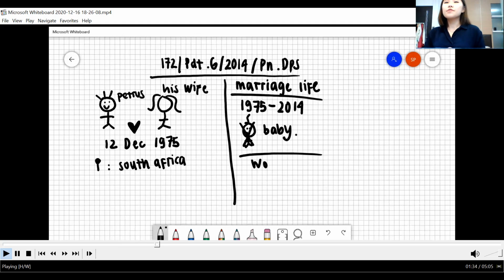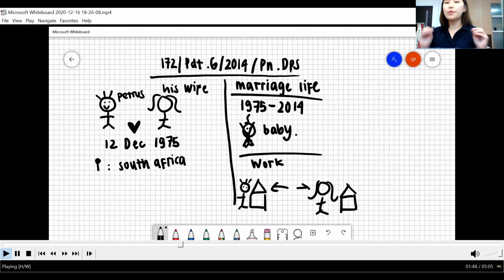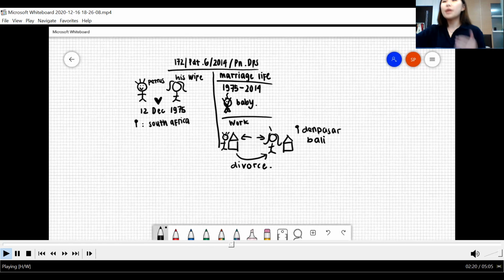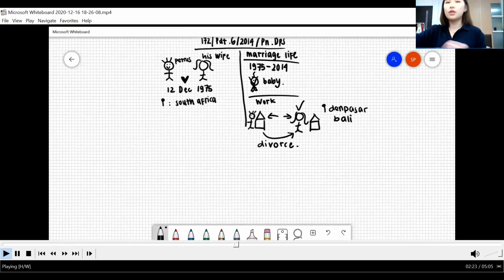As for their work, they lived separately because of their work, as they work in the hospitality sector, which allowed them to live and travel separately. For over 10 years they lived separately. That's why Petrus decided to divorce his wife, and his wife agreed. The divorce took place in Denpasar where they both live.